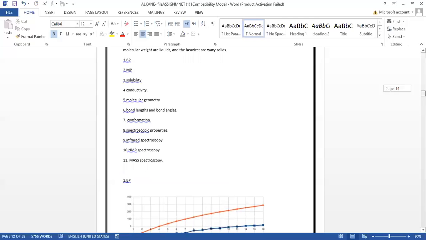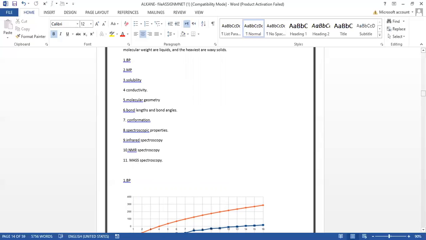These are the properties that we are going to discuss in the physical properties: melting point, boiling point, solubility, conductivity, molecular geometry, bond length and bond angles, conformation, spectrometric properties, infrared spectroscopy, NMR spectroscopy, and mass spectroscopy.